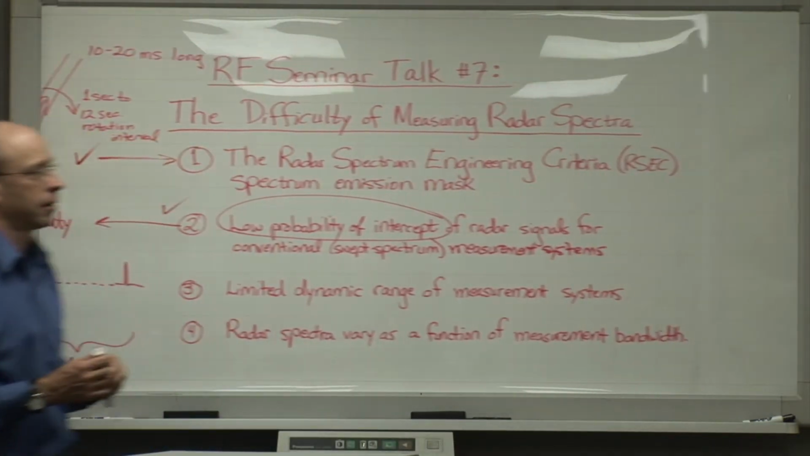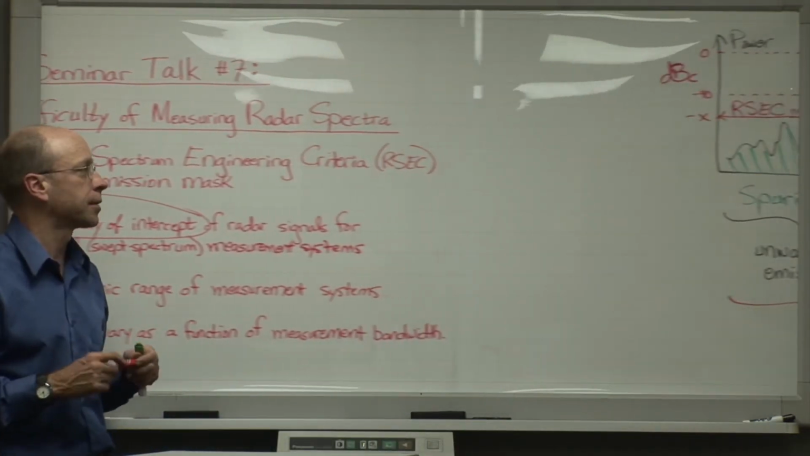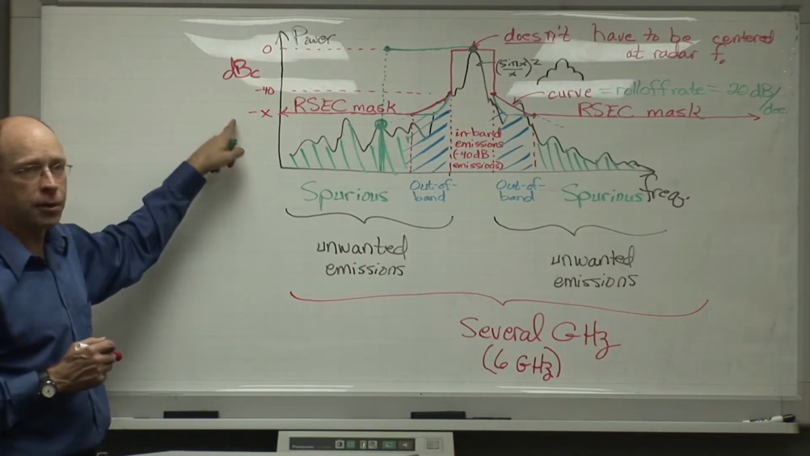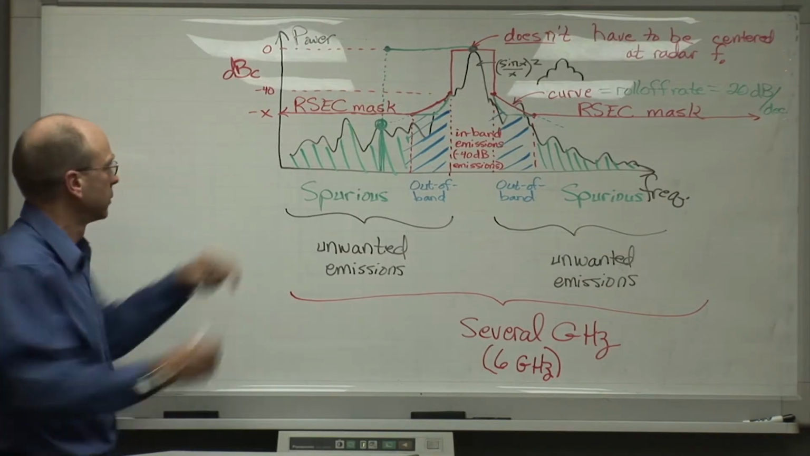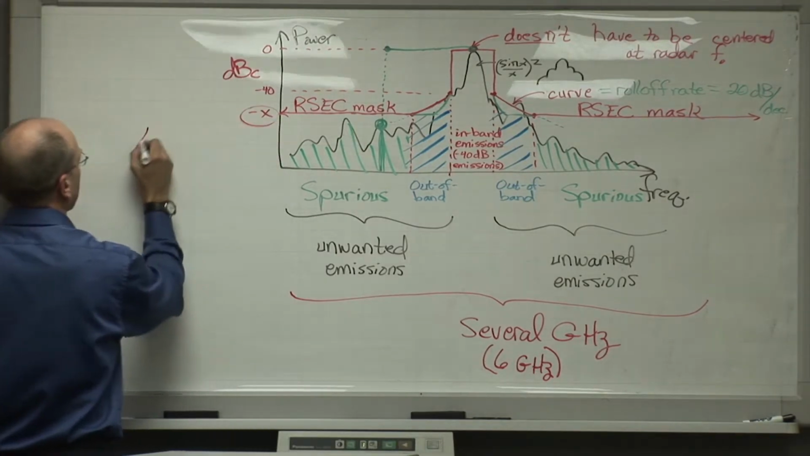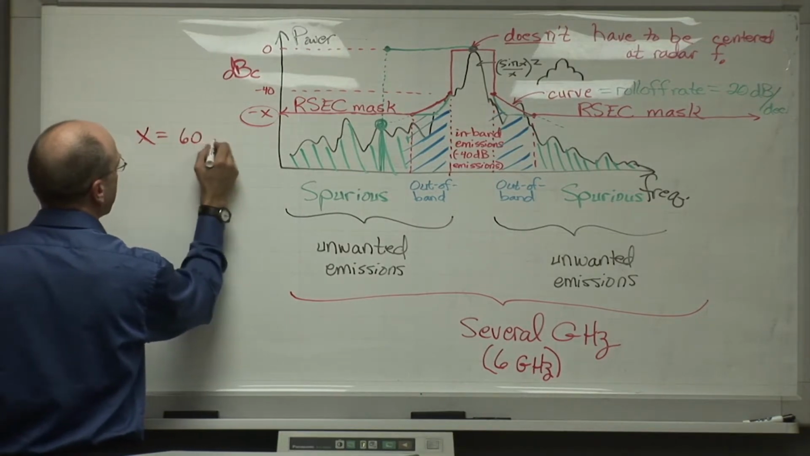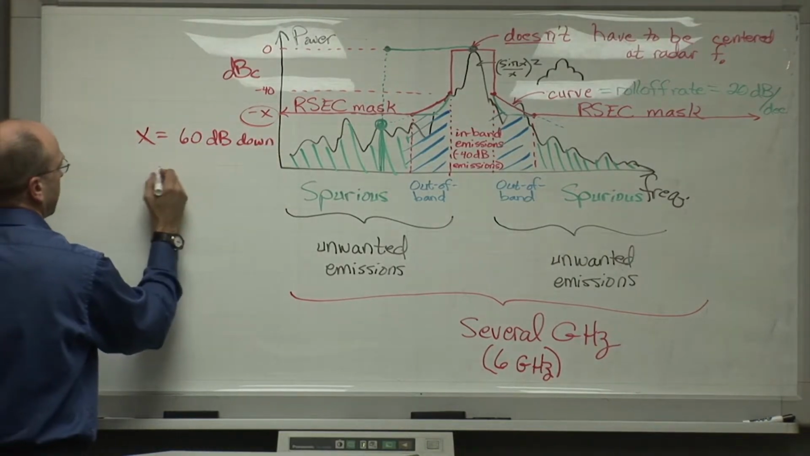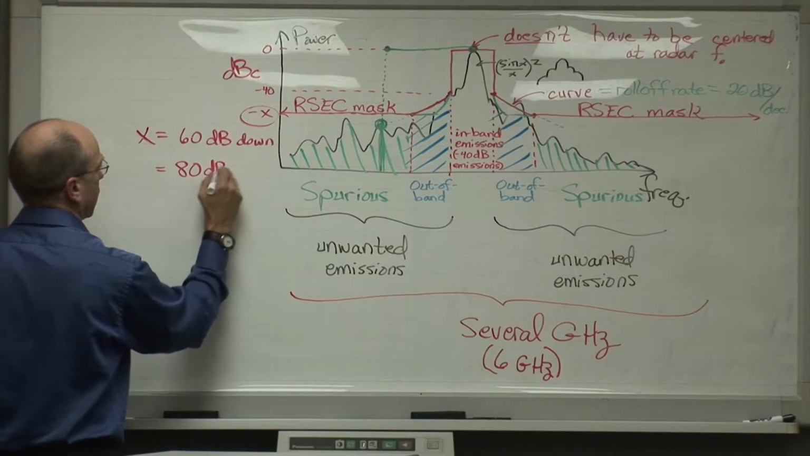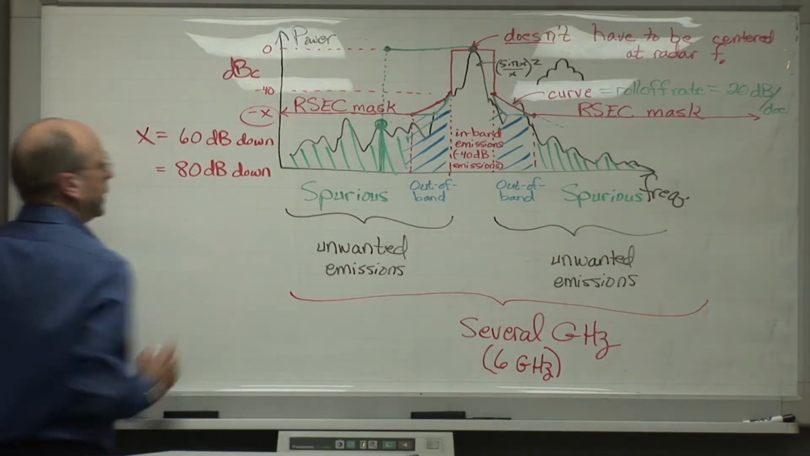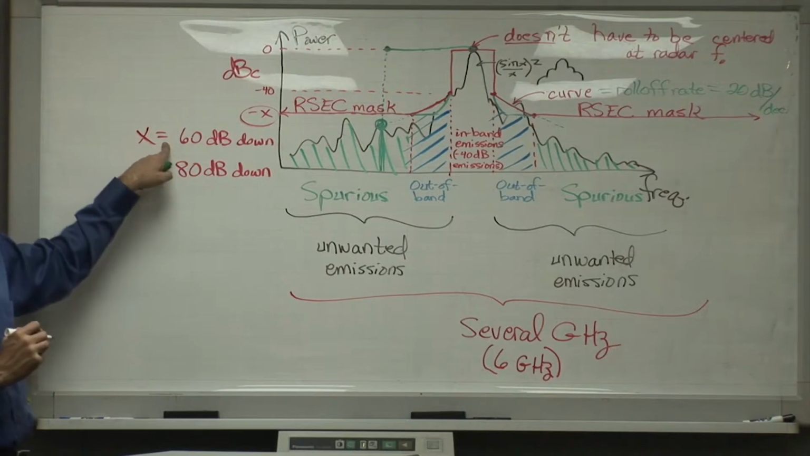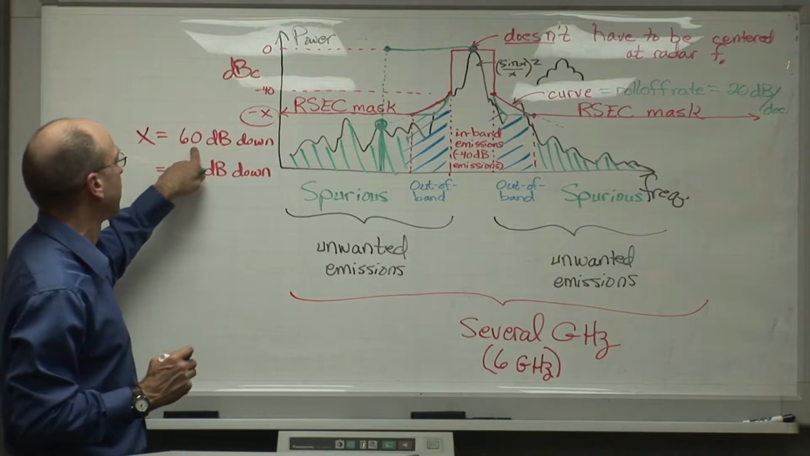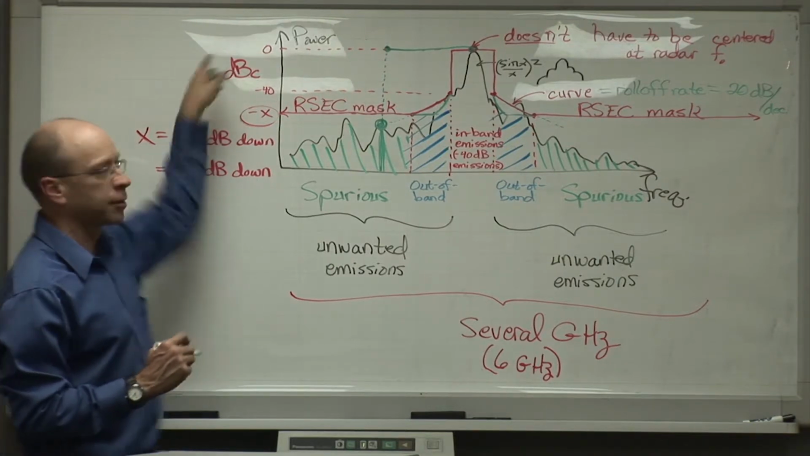Here's what we're up against. Remember that depending upon the radar type, and the radar types are described in the Redbook, this ultimate suppression level X may equal either 60 dB down at a minimum to as much as 80 dB down for some types of radars. Now, if we want to measure a radar spectrum for compliance with a 60 dB suppression level, we might naively say, well, then we need to be able to measure at least 60 dB down.